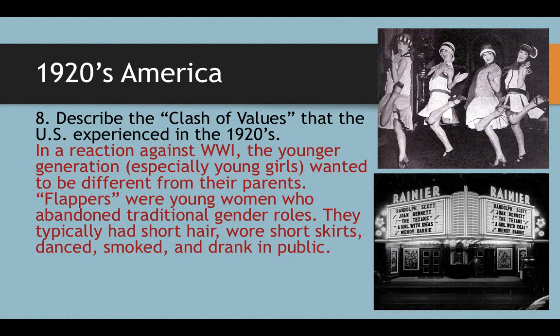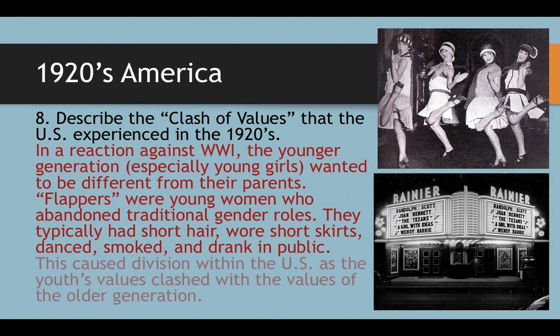One group of women that became kind of synonymous with this clash of values were called flappers. And these were young women who kind of abandoned traditional gender roles. They typically had very short hair, basically things that were considered feminine, they rejected, right? So long hair is considered feminine, they cut their hair really short. Modesty is considered feminine, like wearing long skirts and not showing too much skin, so they decided to show a lot of skin and wear short skirts. They also danced, smoked, and drank in public, all of which was very much frowned upon by the majority of society. So this caused a lot of division within the U.S.